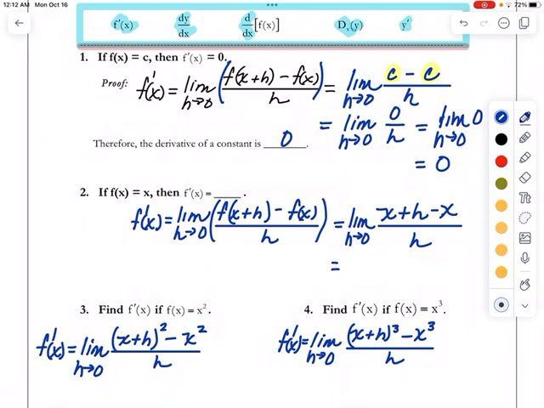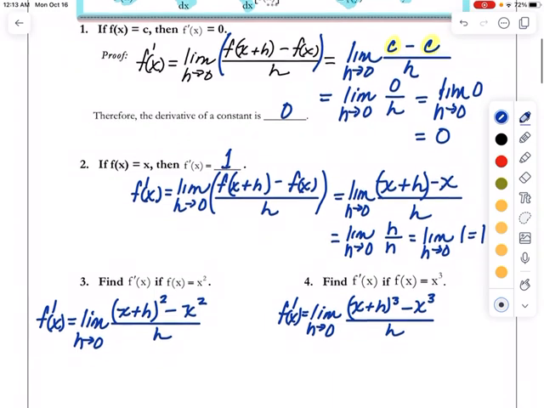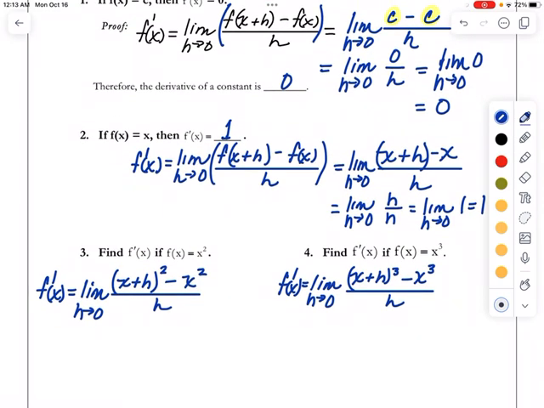Now, if we consider the function f of x is equal to x, then f prime is equal to the limit as h approaches 0 of f of x plus h minus f of x over h. Remember, if you input x plus h, you're going to output x plus h here. So you get x plus h, and then f of x is equal to x. When you subtract, you get the limit as h approaches 0 of h over h, which is equal to the limit as h approaches 0 of 1, which is 1. So f prime is equal to 1 when f of x is equal to x.